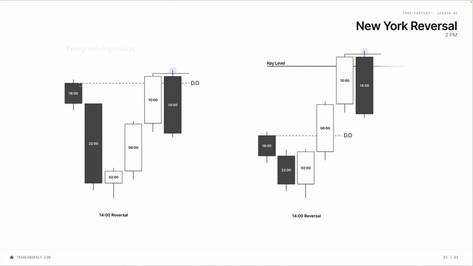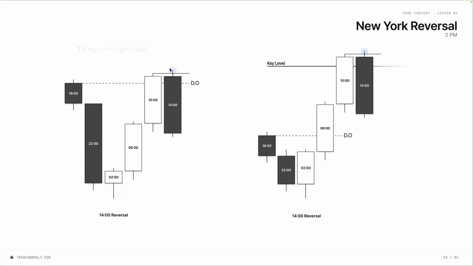What do we know about large wick candles? They cannot expand, especially beyond the opening price. So when 10 a.m. comes up here and dips above that opening price, 1400 is going to have a very hard time expanding beyond this level of this daily open, right?